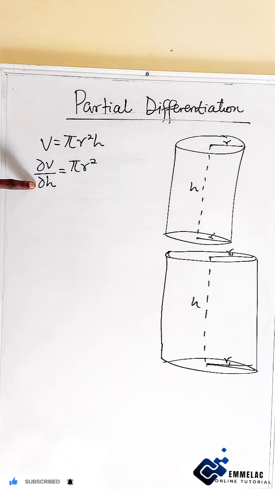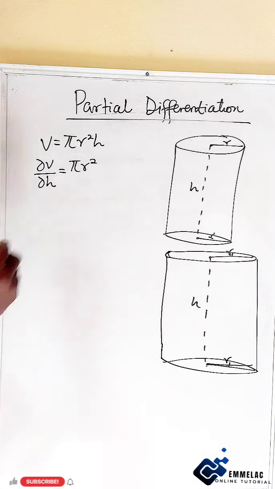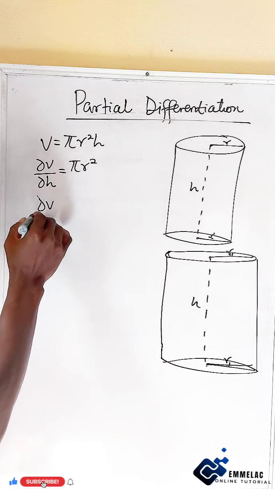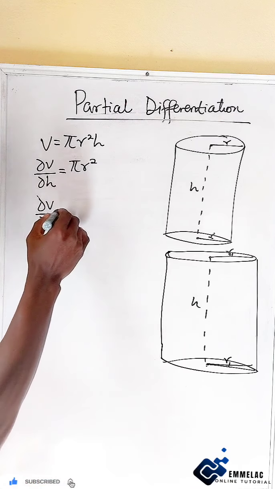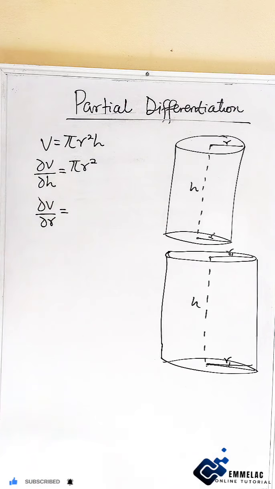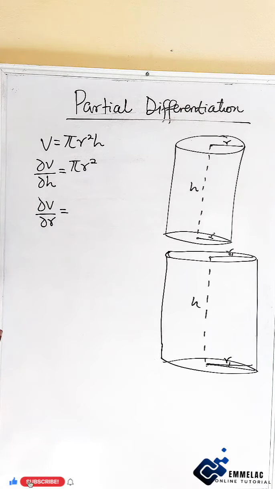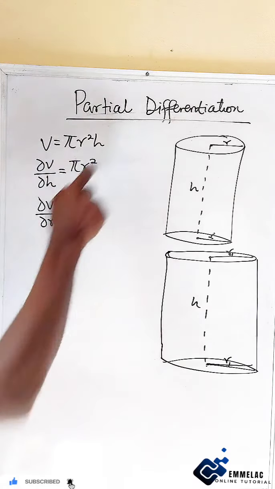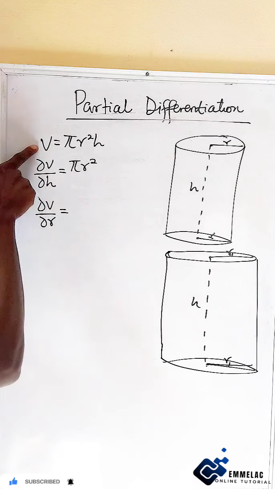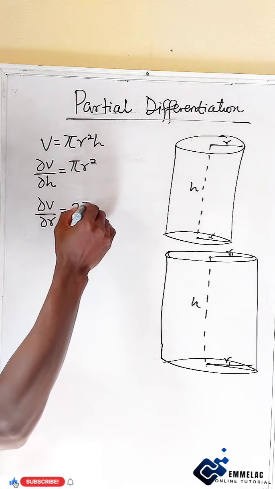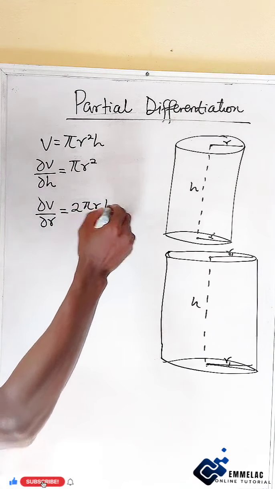This is the partial derivative of v, which is the volume, with respect to the height. In the same vein, let us find the partial derivative of the volume with respect to r. What does this imply? It also implies that we are to differentiate v with respect to r while others are kept constant. If we differentiate v with respect to r, which is the radius, we have 2 pi r h.